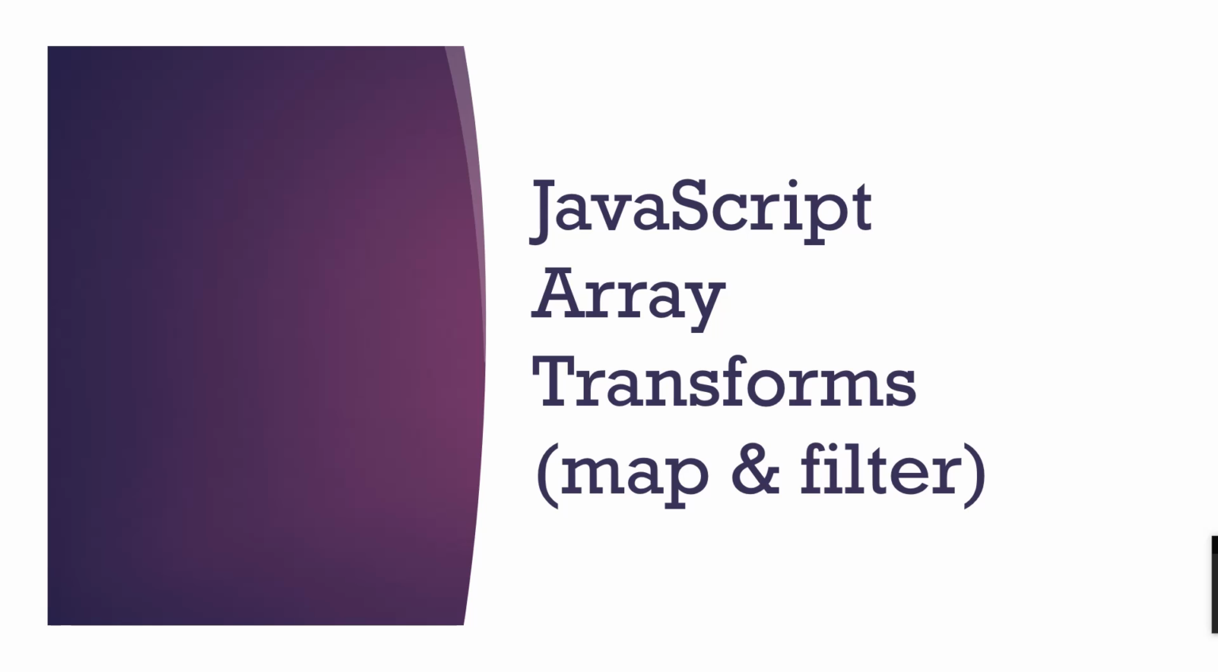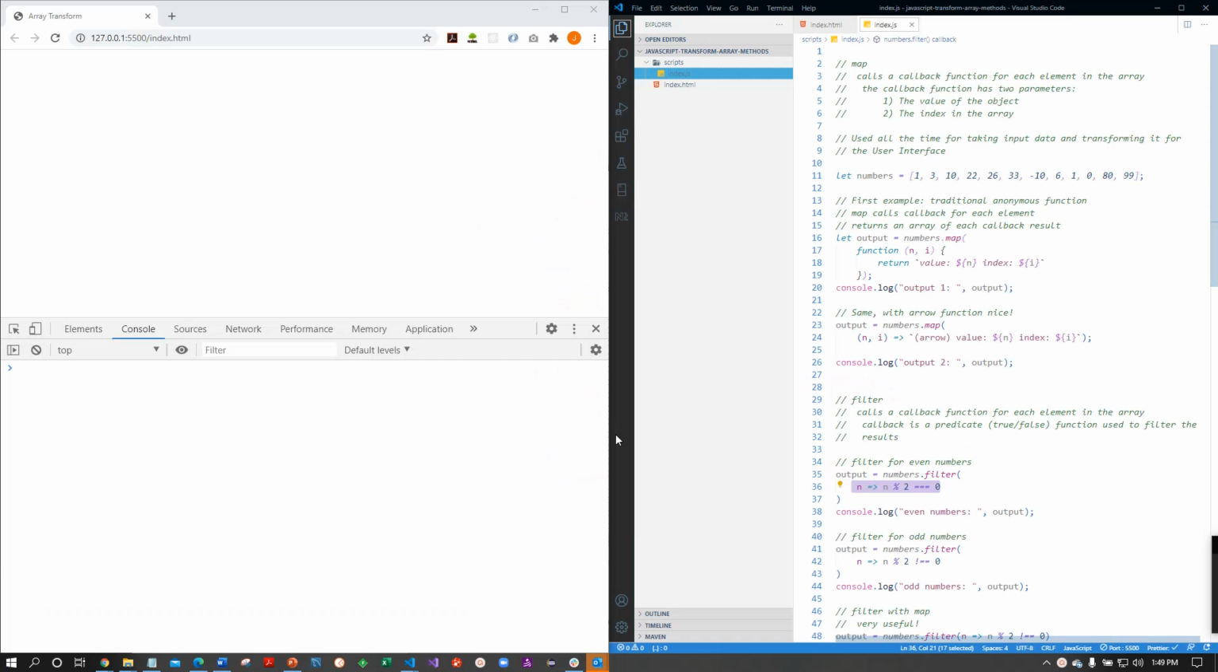Today we're going to look at a couple of JavaScript array transformations that turn out to be extremely useful. So we're going to look at map and filter, and I have my JavaScript code here and my browser on the left as usual. I have map here.